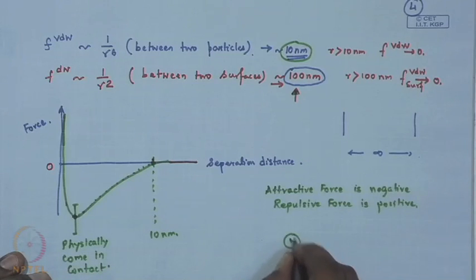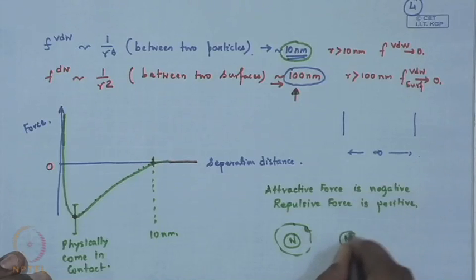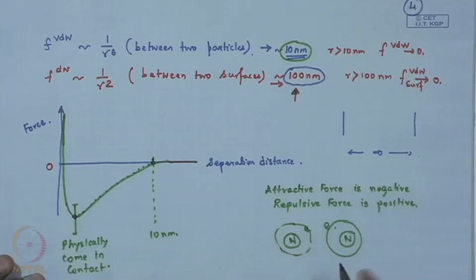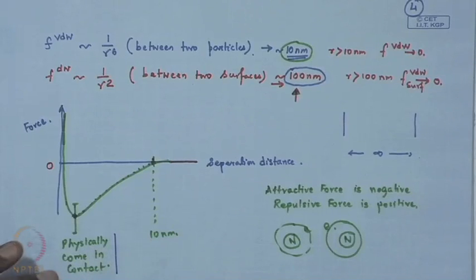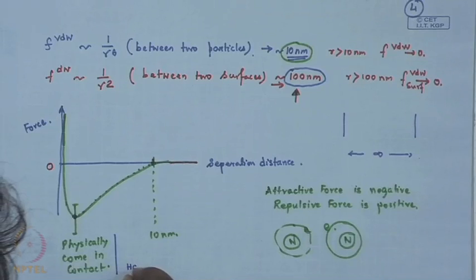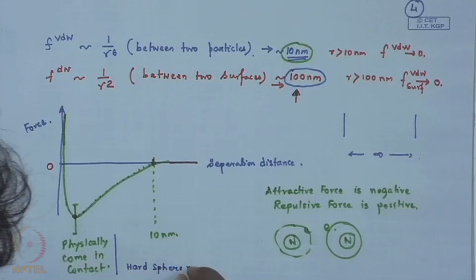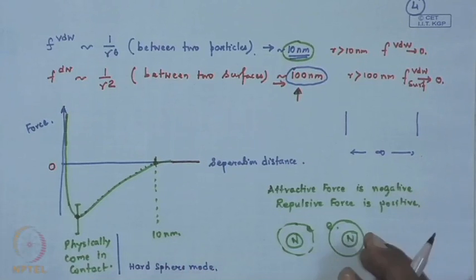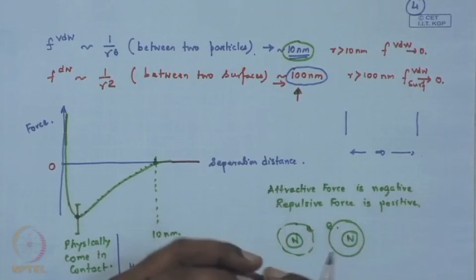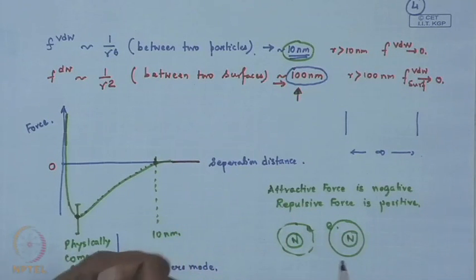So, you have this nucleus, you have this electron, and then they physically come in contact. What is assumed here, or it's easy to understand actually, is the validity of the hard sphere model. But even otherwise, if these two are now in contact and you still try to force them closer to each other, what is going to happen?